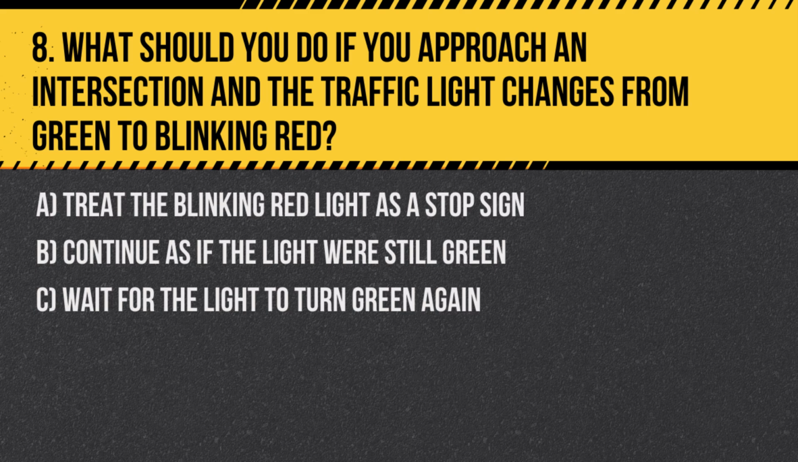Question 8. What should you do if you approach an intersection and the traffic light changes from green to blinking red? A. Treat the blinking red light as a stop sign. B. Continue as if the light were still green. C. Wait for the light to turn green again. Answer. A. Treat the blinking red light as a stop sign. A blinking red light at an intersection means you must stop completely and proceed when it's safe.